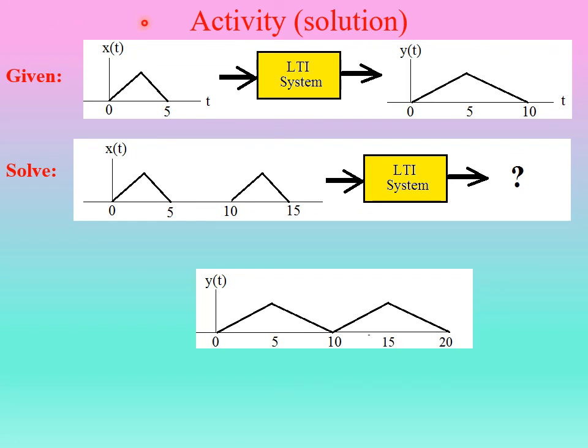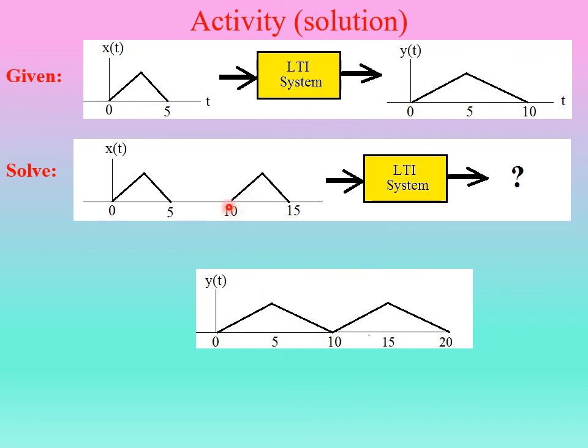All right, let's go through these 3 activities that you were just given one at a time. So the first one was: what happens if this input is put into the system? Well, this one is fairly straightforward. We know that this first input signal is going to produce exactly this. So that's what's shown here from 0 to 10.